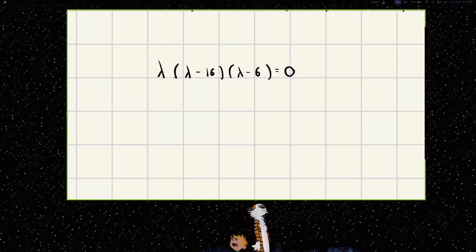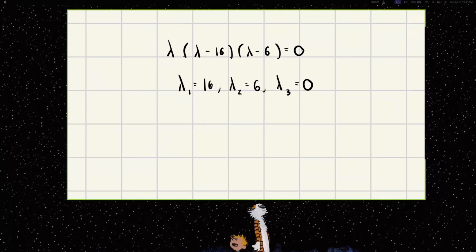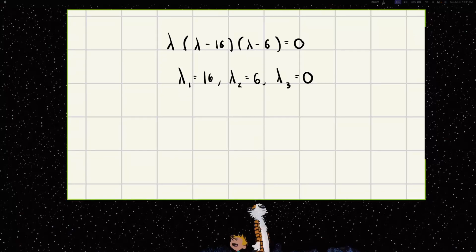our eigenvalues. So we'll have lambda 1 is equal to 16, lambda 2 is equal to 6, and then lambda 3 is equal to 0. And I want to make my first eigenvalue the largest positive eigenvalue, and lambda 2 is the second largest, and this is the smallest. Okay, so now we have the eigenvalues, so we just need to find the eigenvectors for each eigenvalue.